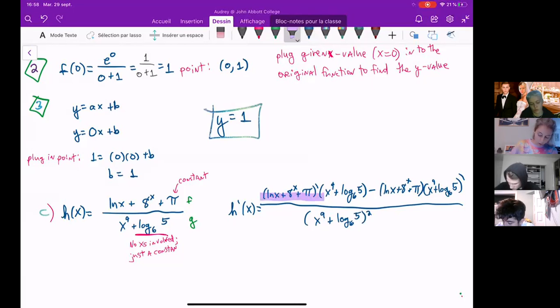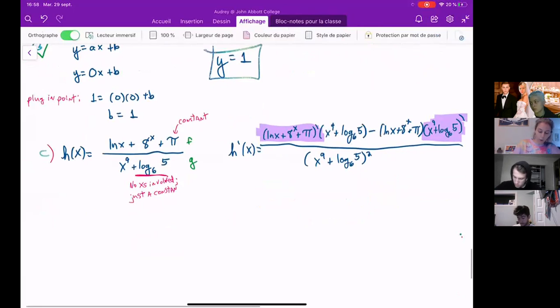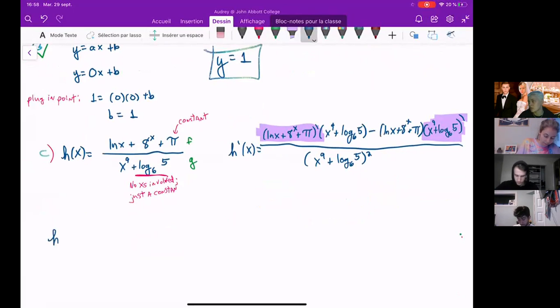We plugged it into the quotient rule without taking any derivatives, which means we now have two derivatives left to do. We identified the things that were constants. And what's the derivative of a constant? 0. So h prime of x, the derivative of ln x is 1 over x. The derivative of 8 to the x is 8 to the x ln 8. The derivative of pi is 0.